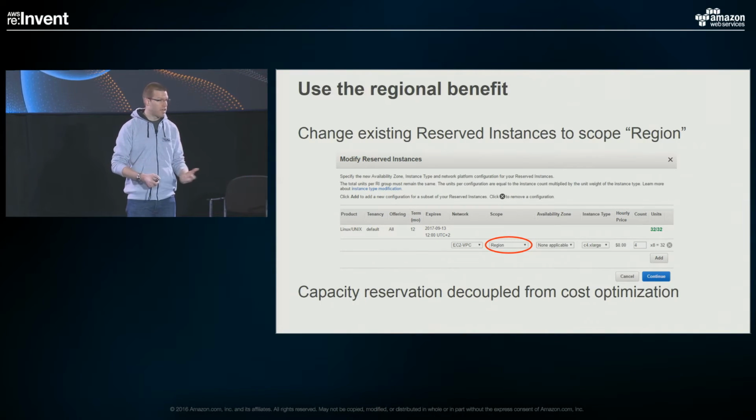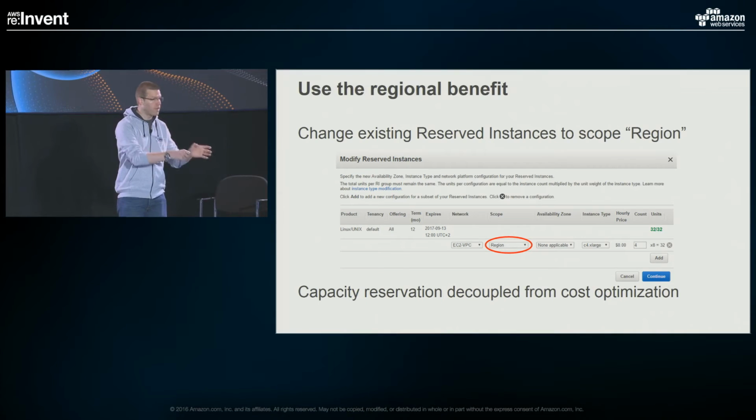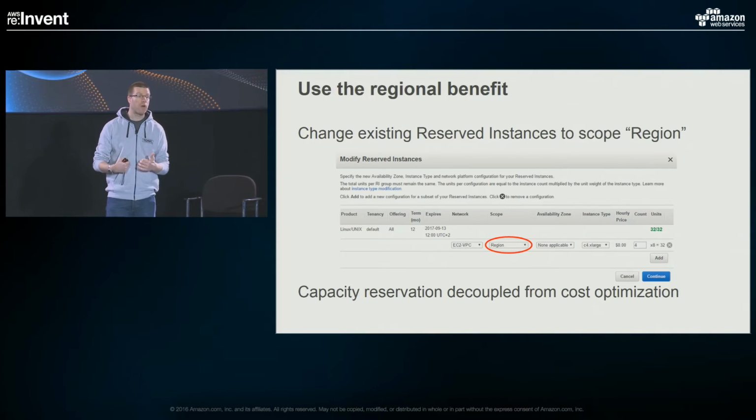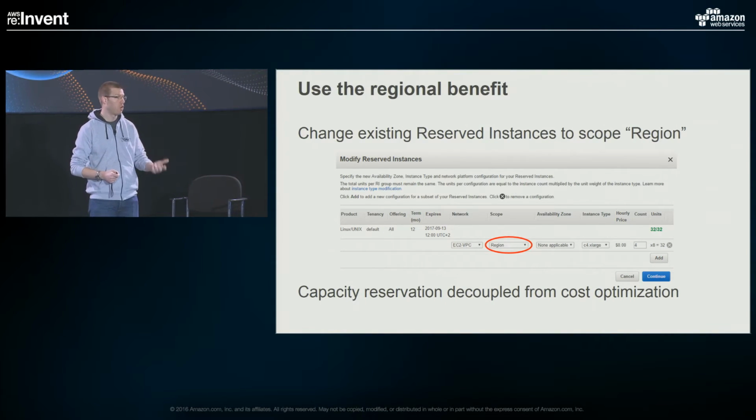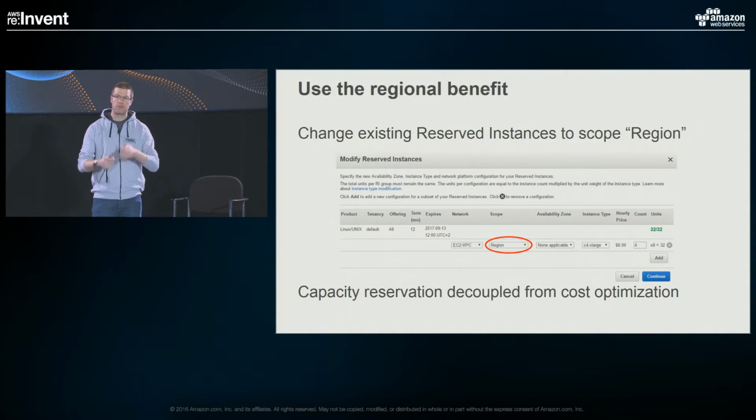There's no downside to that, besides that you don't have a capacity reservation, but in our case, we don't need the capacity reservation at all. We just use reserved instances for a cost optimization effect. So that's a great benefit for us in that case.